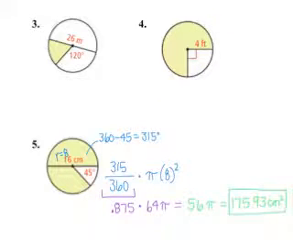Number 5, I ended up with 56 pi, or 175.93 centimeters squared. So if you got that, you can go ahead and move on. If not, I will walk you through it.